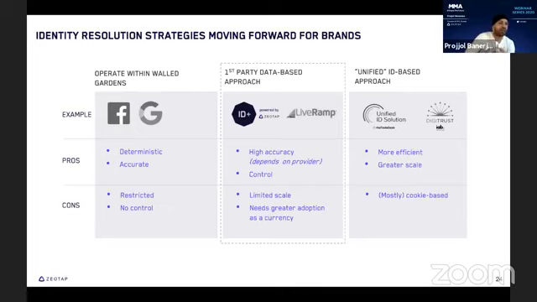So the entire environment is closed. You have limited latitude to the extent to which you can use the data. And often some of the measurement standards and protocols are inconsistent with those outside of these walled gardens. So Facebook, for example, is notoriously intransparent with the way it measures advertising.